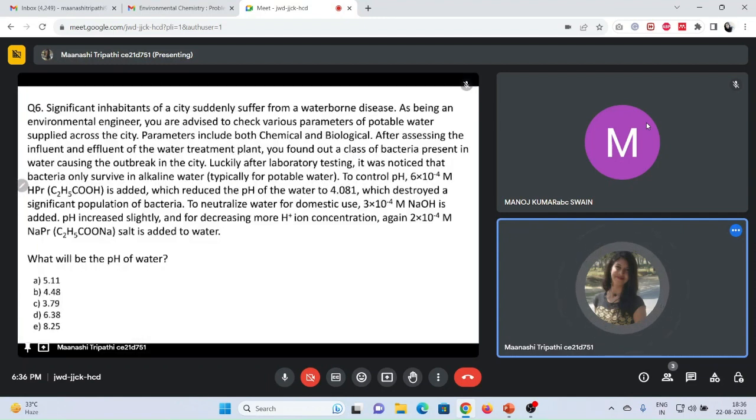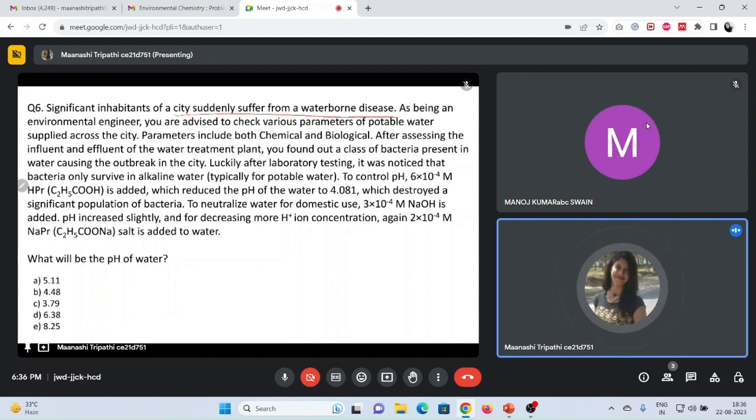Moving towards the next question. This is kind of a big question. Significant inhabitants of a city suddenly suffer from waterborne disease. Okay, in a place suddenly waterborne diseases started spreading. This has happened in many places, like the first cholera outbreak in London was also because of a sudden explosion of waterborne diseases.